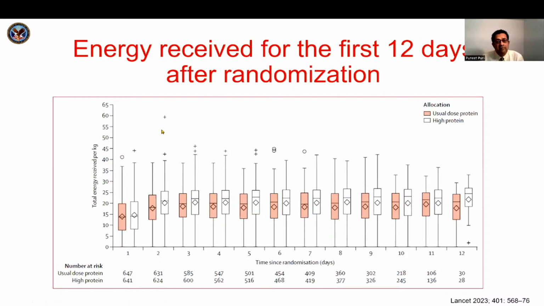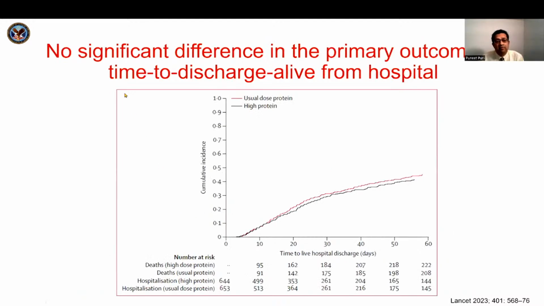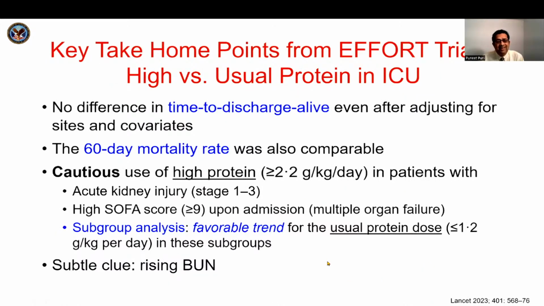Of note, energy received within the first 12 days of randomization was comparable. So that allowed high dose versus usual dose protein to be independently assessed, independent of the energy variation. Very important, there was no significant difference in the primary outcome of time to discharge alive from hospital. As you see, the one with high dose protein is blue, and that with the usual dose protein is red. Very similar, no difference.